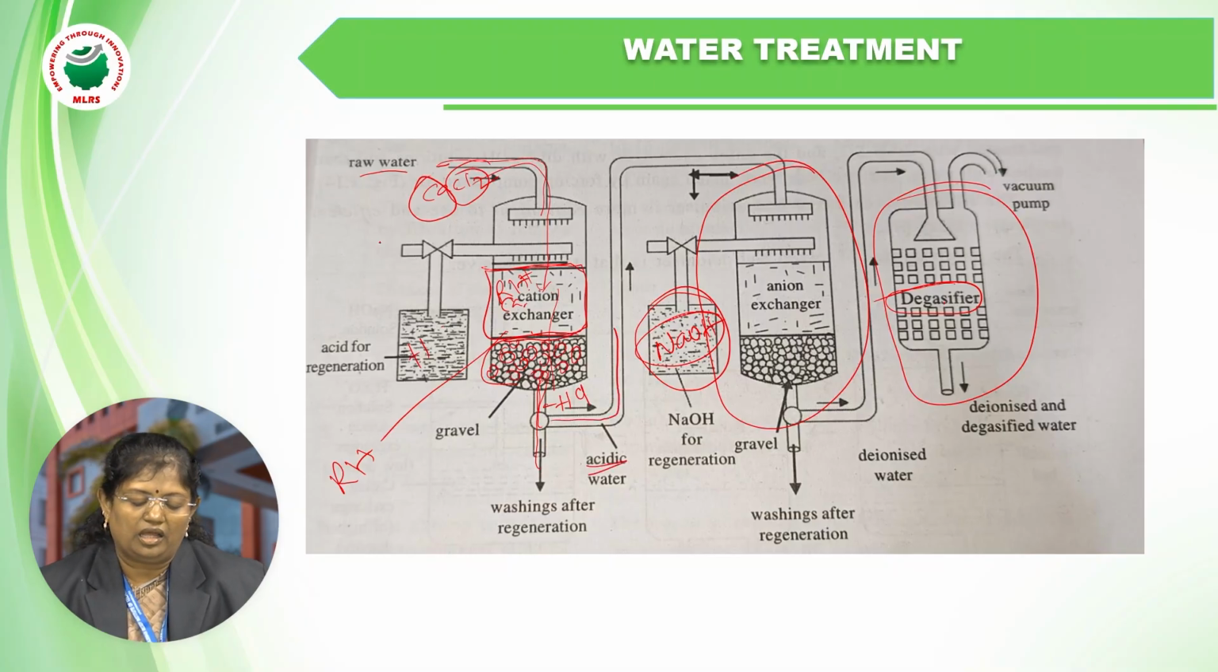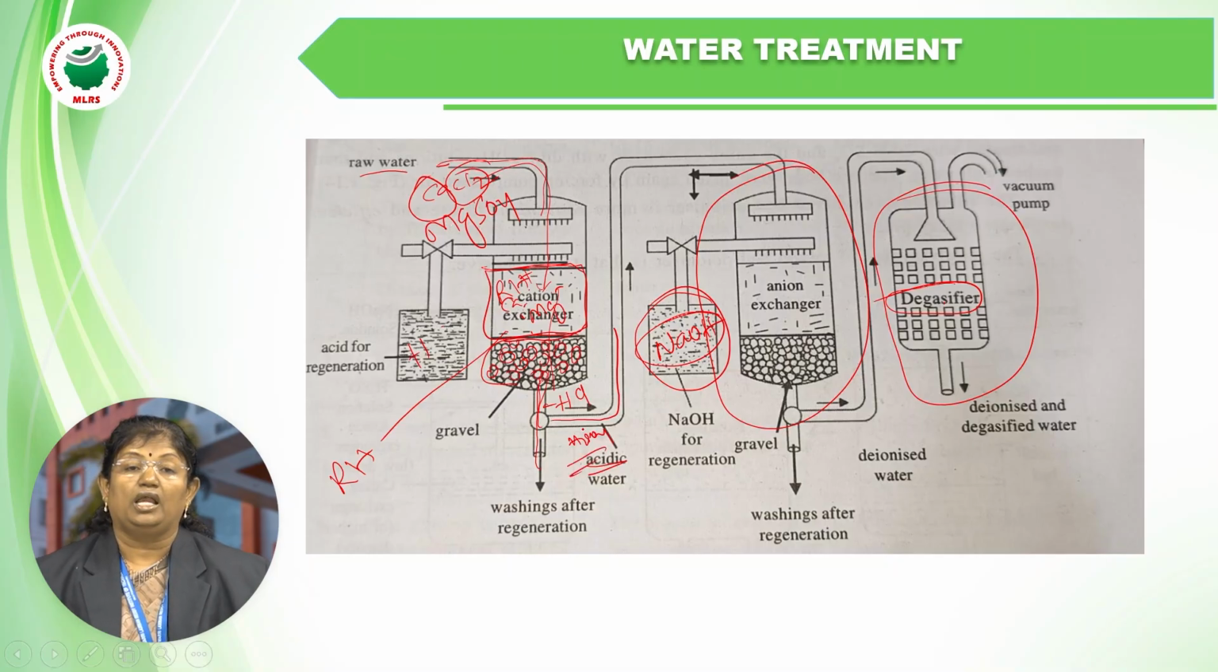If it is MgSO4, magnesium is blocked here and sulfate will come outside. The H+ ions will come outside, and H+ and SO4 give H2SO4. If magnesium sulfate is there, the result is H2SO4, acidic water. Now the outcome from the outlet of the cation exchanger, the acidic water, is sent onward.